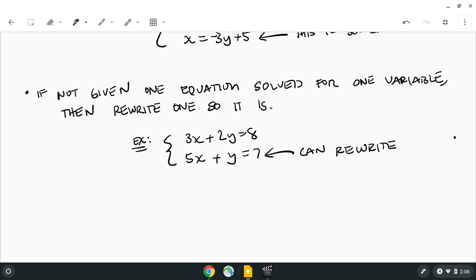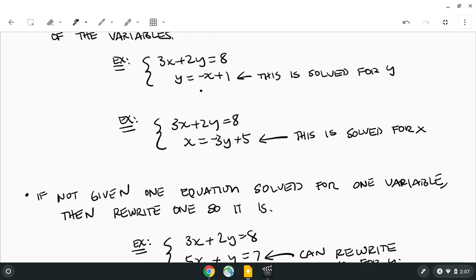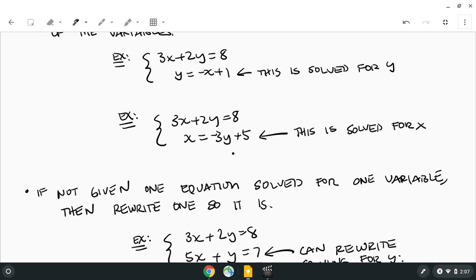So we can rewrite solving for y. And if I do that, then I would get y equals negative 5x plus 7. Because to rewrite this so that the y is by itself, I would need to subtract 5x on both sides, in which case I get that. Okay? All right, so hopefully at least one of them is given.